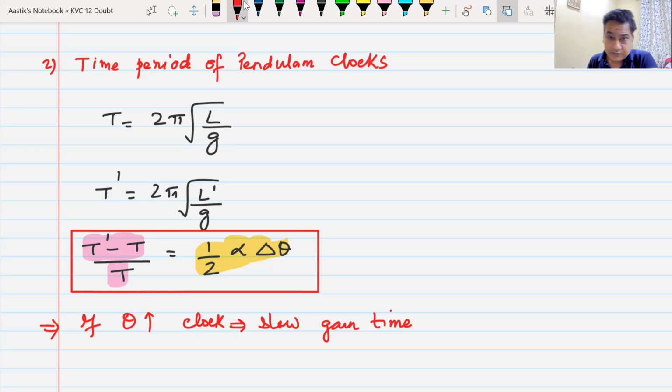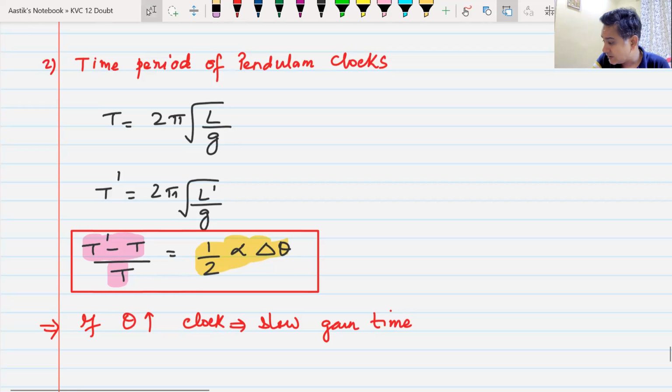Time period becomes more. And remember, there is a term known as seconds pendulum. Have you heard about a seconds pendulum? Yes, sir. What is the time period of a seconds pendulum? 2 seconds.